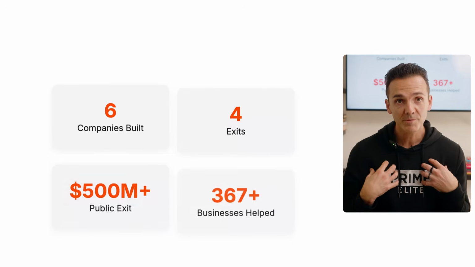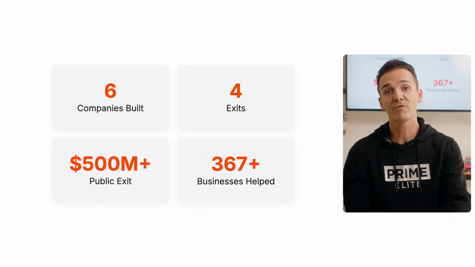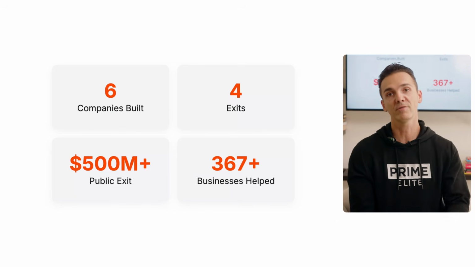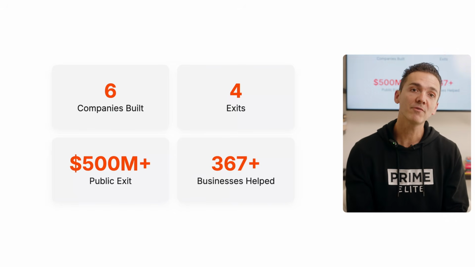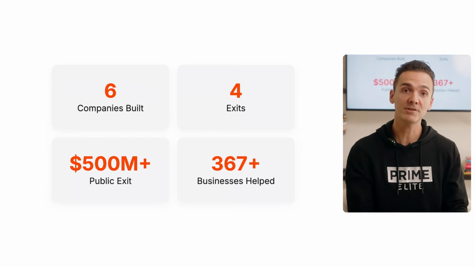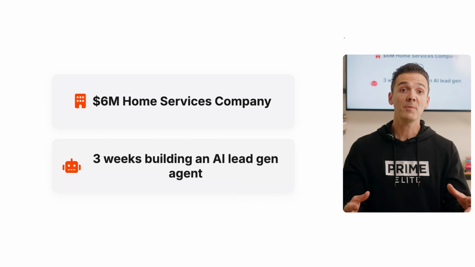Now, if you don't know me, I'm Joe Stolte. I'm a 6-time founder with 4 exits, including a company that went public for over $500 million. And I've helped over 367 companies install AI in their business. So I've learned exactly how companies fail when they adopt AI and what to do about it. So let's jump into it.